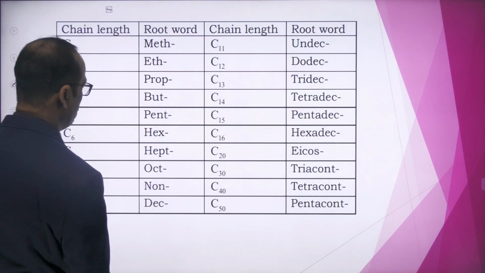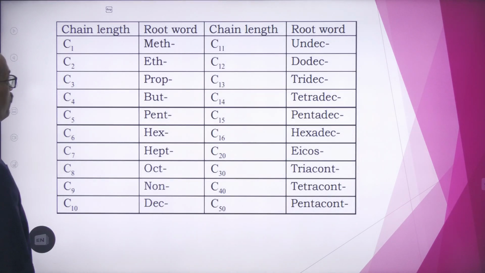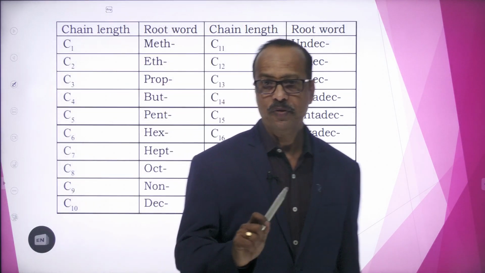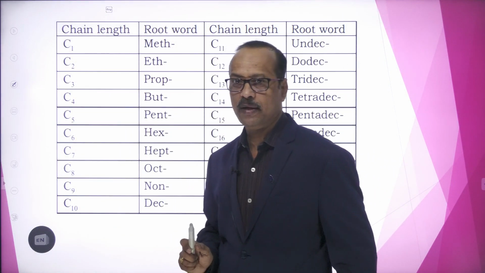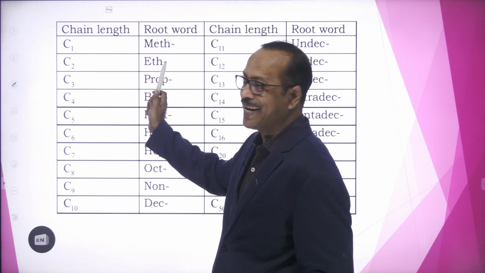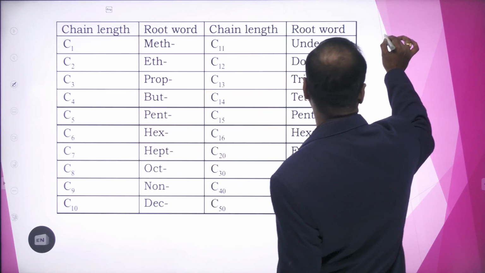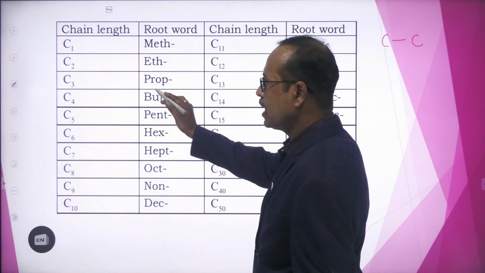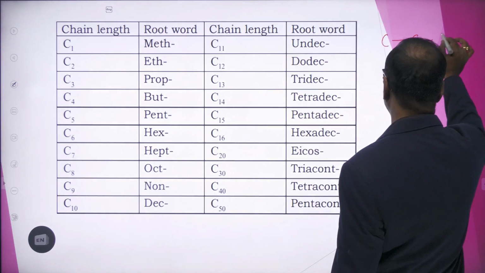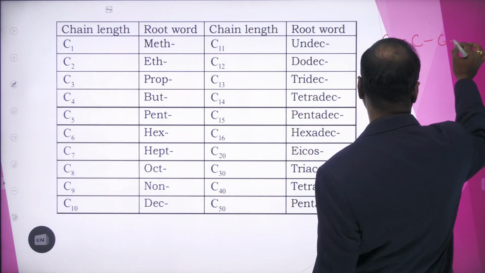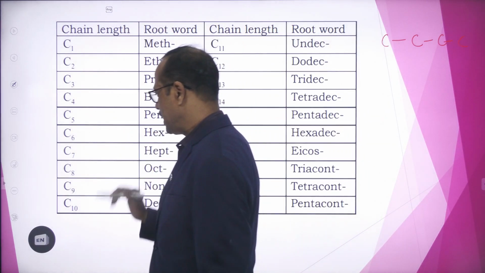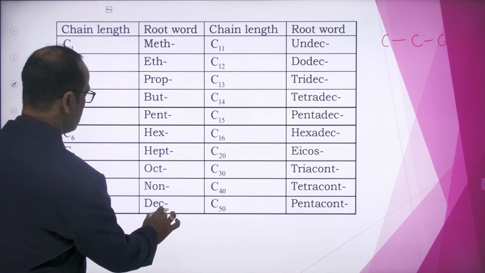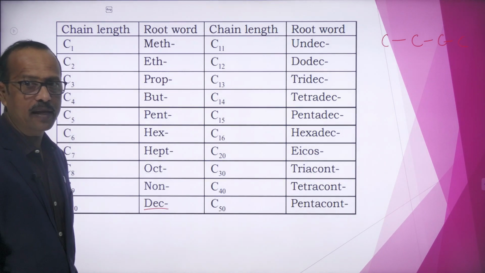Here you see, we already discussed the root word in the previous class. If a chain of carbon compound contains only one carbon, that is called meth. If it consists of two carbons, carbon, carbon, that's called eth. Three carbons, prop. Four carbons, but. Like this, five carbons, pent. We already discussed up to 10 only, that is decane for alkane.